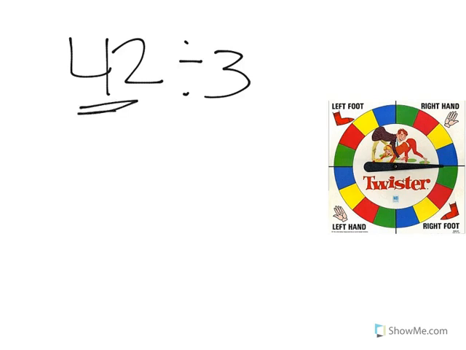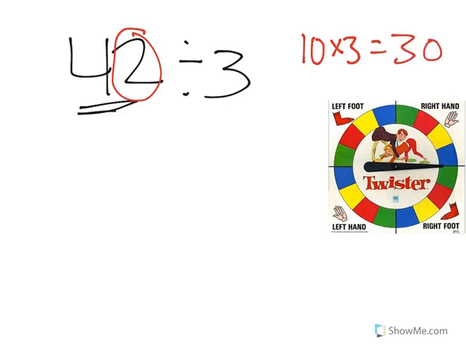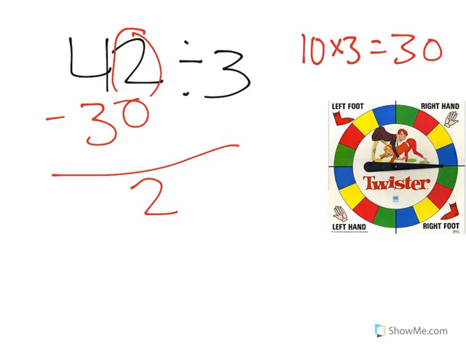So what I do suggest is, for instance, let's look at 42 divided by 3. I want to use repeated subtraction. I'm always going to use a number I know, or I can ask, 3 goes into 4 how many times? Well, it goes in about 1 time, and then I have this 2, so I have to add a 0. So if I do 10 times 3, it equals what? 30. So now I can take 42 minus 30.